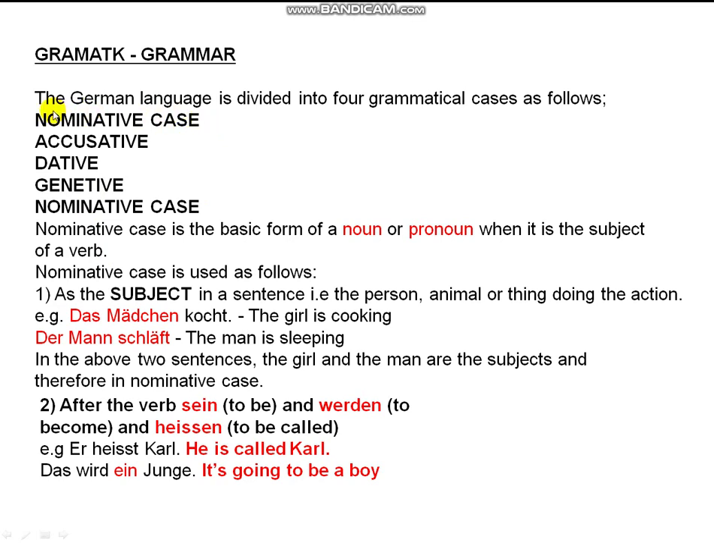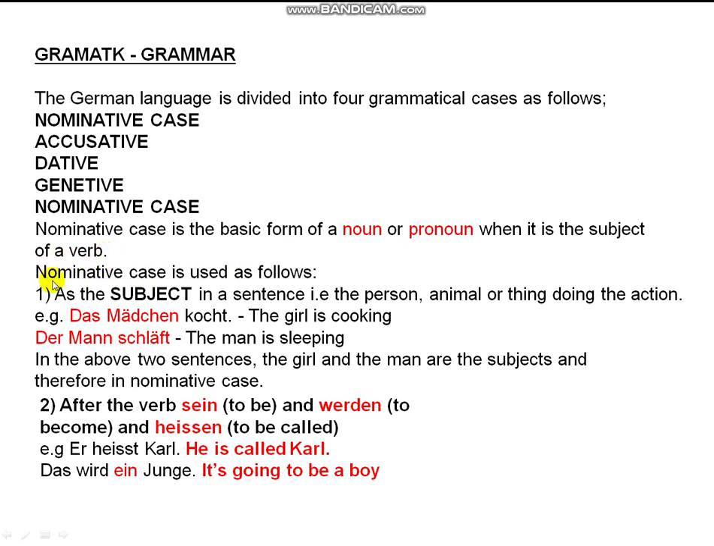The German language is divided into four grammatical cases as follows: nominative case, accusative case, dative case, and genitive case. We are going to begin with the nominative case. Here we are told that the nominative case is the basic form of a noun or pronoun when it is the subject of a verb. That's why I put them in red here.